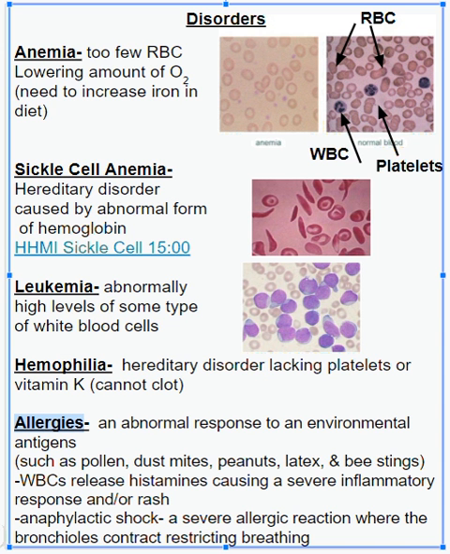We'll talk about that more when we get into genetics, but lastly, I'm also going to talk about allergies. Allergies are an abnormal response to an environmental antigen. Environmental antigens can include things like pollen, dust, peanuts, latex, and bee stings. There are lots of people who are allergic to shellfish.